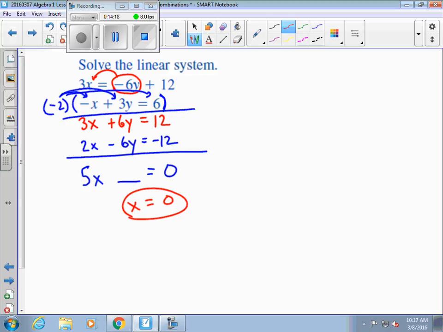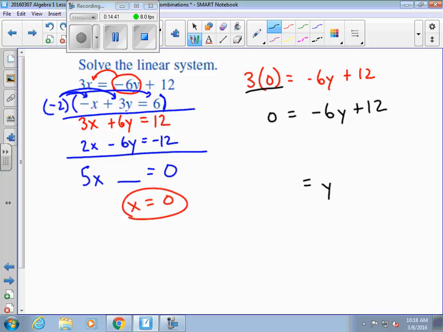Plug x back in to get y. It doesn't matter which equation you plug it back into. The first equation, 3 times 0 equals negative 6y plus 12. Anything times 0 is 0. So 0 is negative 6y plus 12. How do we get y by itself? We want y equals all by itself. What do we do? It says plus 12. How do you undo that? Minus 12. We do it there. We do it here. What's 0 minus 12?